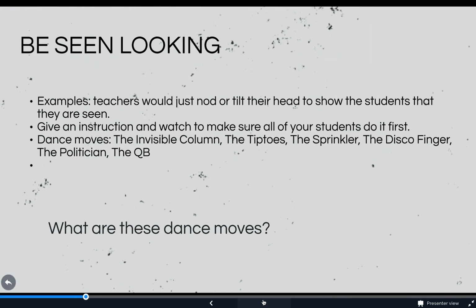Be seen looking. Examples. Teachers would just nod or tilt their head to show the students that they are seen. Give an instruction and watch to make sure all of your students do it first. Dance moves such as the invisible column, the tiptoes, the sprinkler, the disco finger, the politician, and the QB, quarterback, which is mentioned in the textbook.